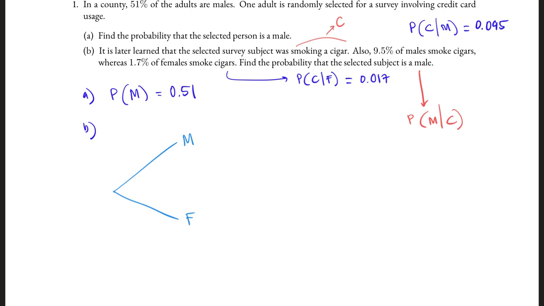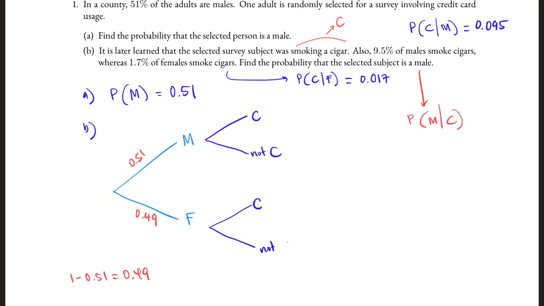We then write the corresponding probability for each of these outcomes. 0.51 is the probability of selecting a male, therefore 1 minus 0.51 is 0.49. The probability that the selected person is a female is 0.49. Then comes the second stage. The second stage is whether the selected subject smokes cigars or does not smoke cigars, and we do this for each outcome from the previous stage.